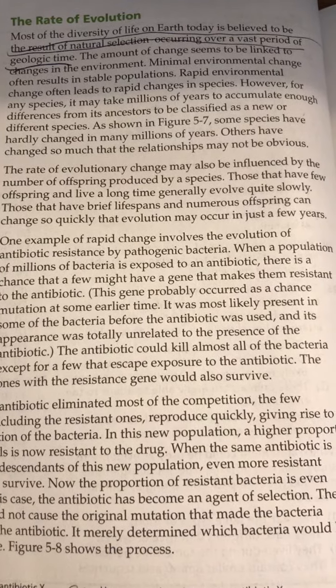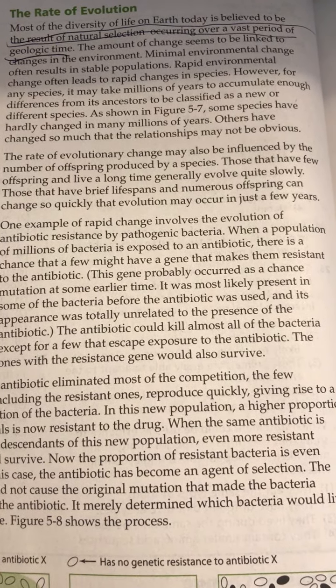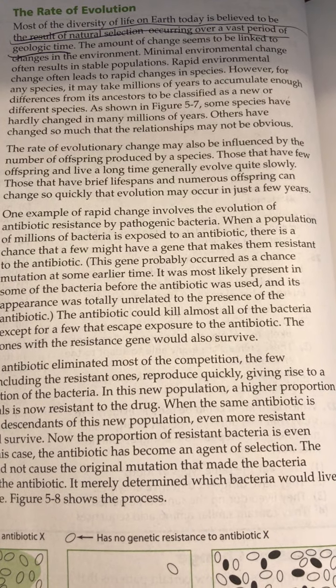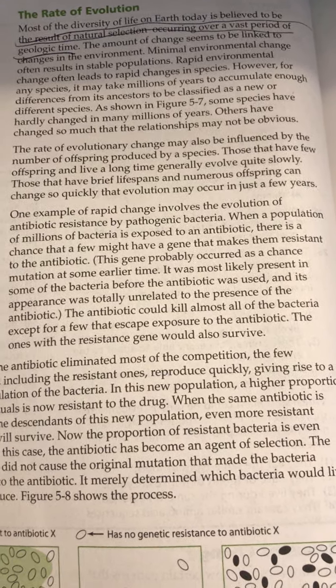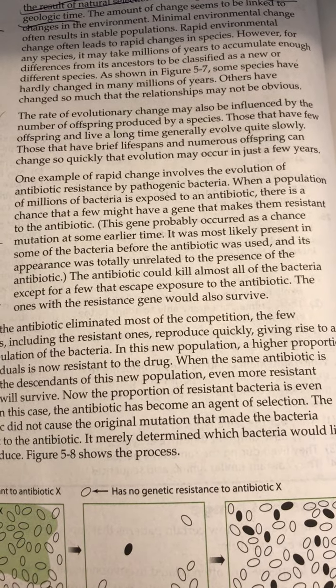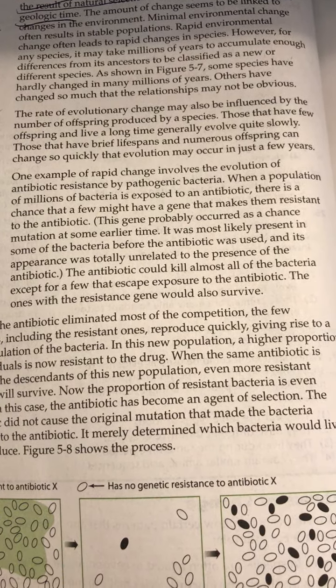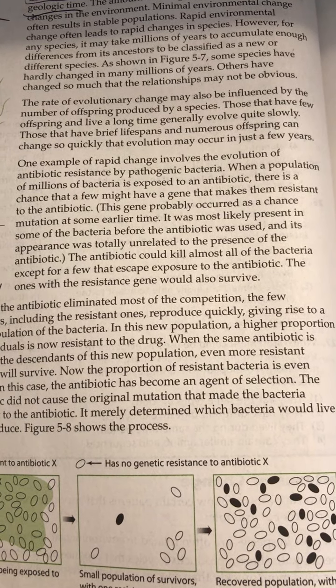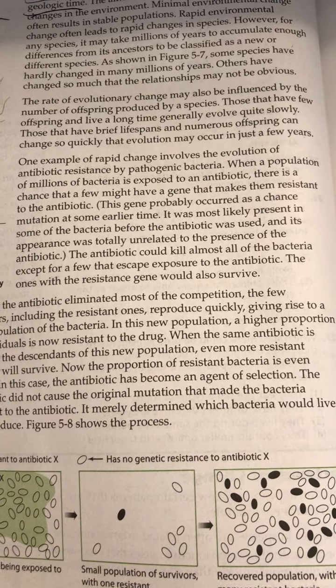The rate of evolutionary change may also be influenced by the number of offspring produced by a species. Those that have a few offspring and live a long time generally evolve quite slowly. Those that have brief lifespans and numerous offspring can change so quickly that evolution may occur in just a few years. One example of rapid change involves the evolution of antibiotic resistance by pathogenic bacteria.